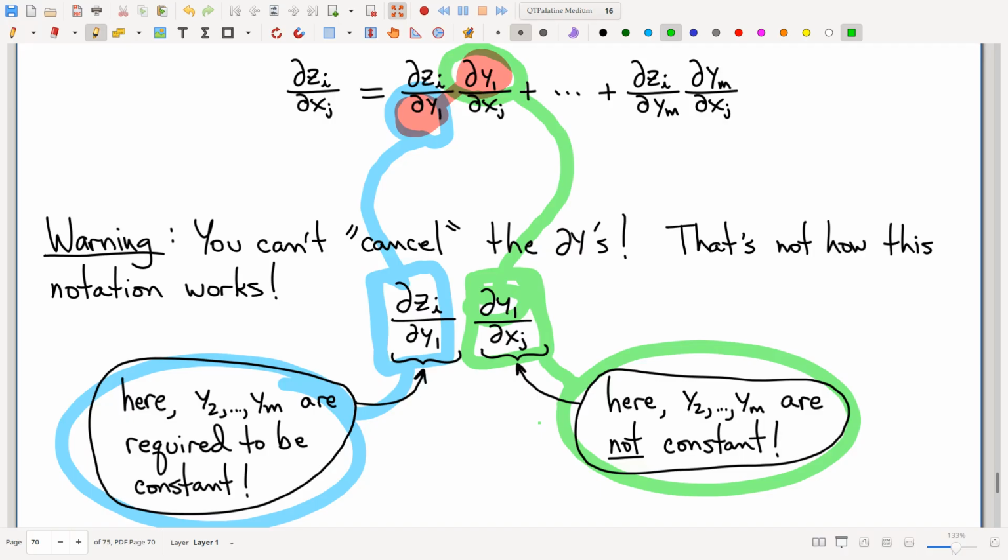These both represent how much y changes. We use the same notation for them, but in completely different scenarios where there's totally different things happening, these are not the same. You can't cancel them. So this cancellation up here betrays a fundamental misunderstanding of what this notation means and how the chain rule works. Make sure you don't make that mistake. You cannot do that cancellation.